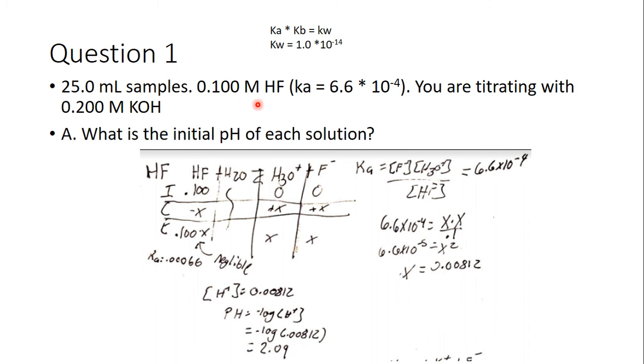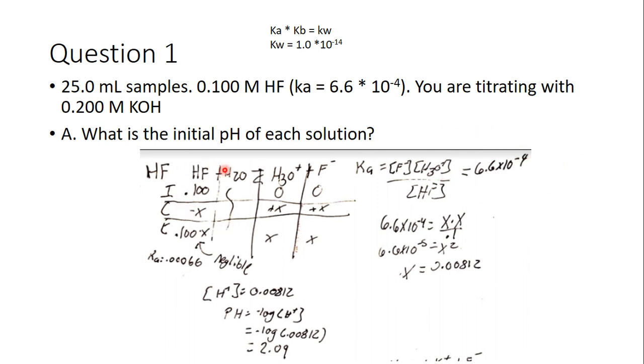Since we have a weak acid, not all of that breaks down. So initially, we have to figure out how much HF has broken down to H3O+. We need to do an ICE table because we're working with a weak acid, and we've already seen problems like this before. So we have hydrofluoric acid plus water goes to H3O+ plus F minus. Our Ka is F minus multiplied by H3O+ divided by HF, and that's equal to our Ka value, 6.6 times 10 to the minus 4.